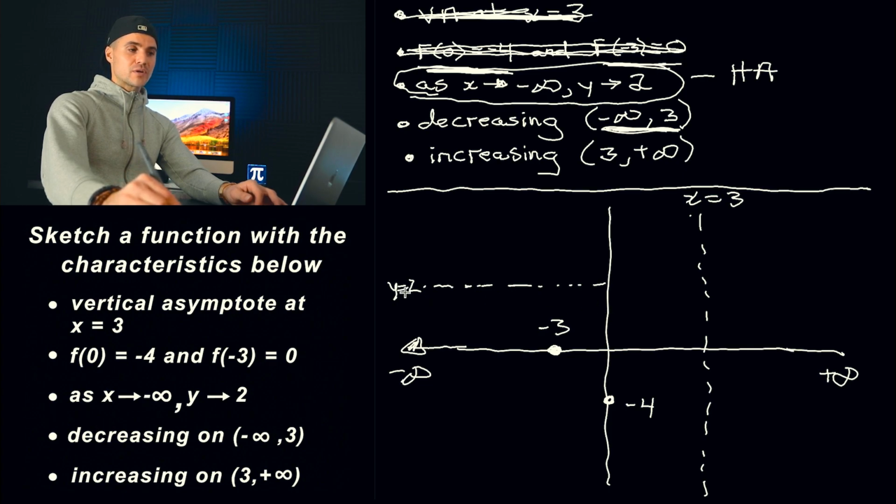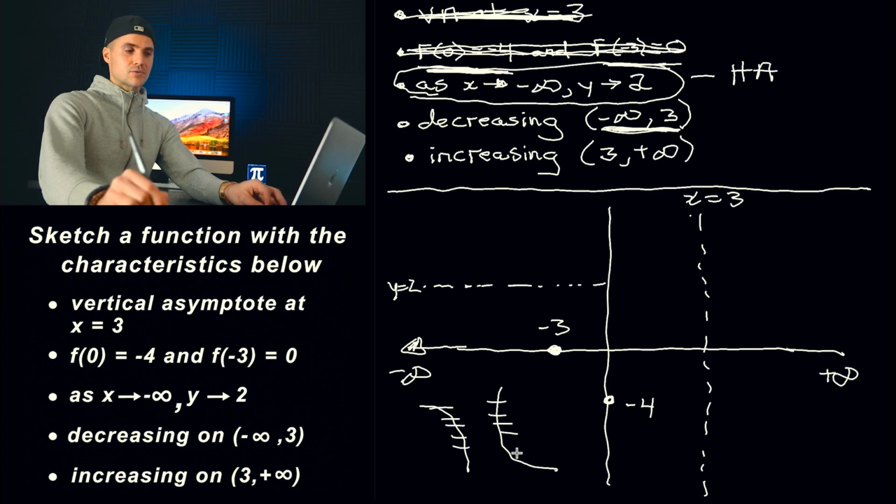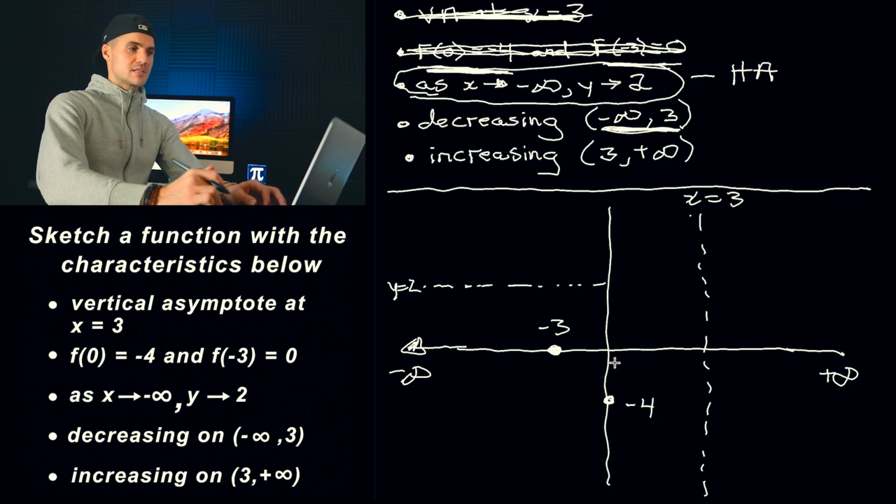Which means that as you read from left to right, the y values are going down on the function, right? So a decreasing function can look like this. It can look like this. Basically, as you read from left to right, the y values are decreasing. Okay, and as I mentioned, that makes sense with the characteristics that we have here, because we know that it has to go through -3 and -4. So it makes sense that this function is going to be decreasing.